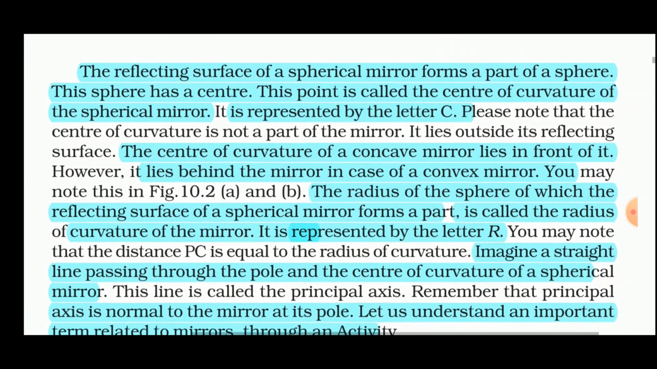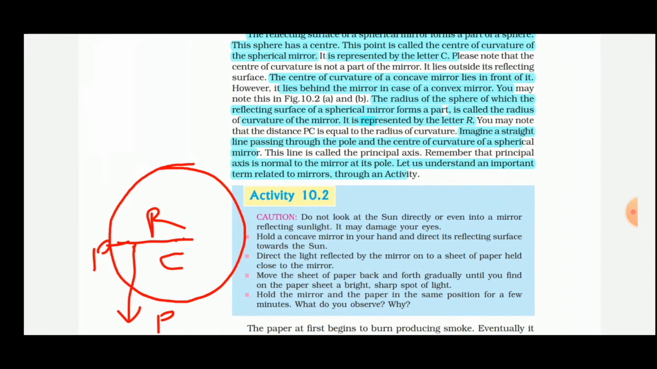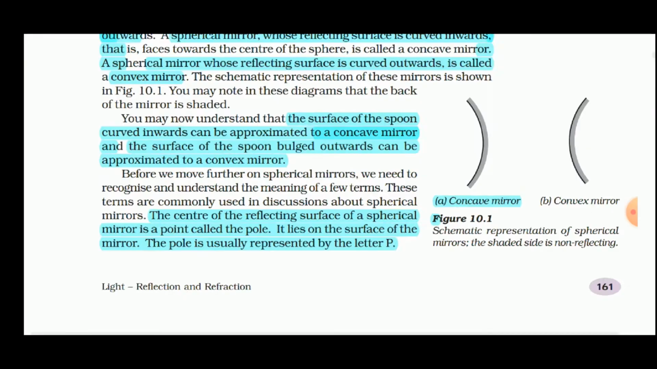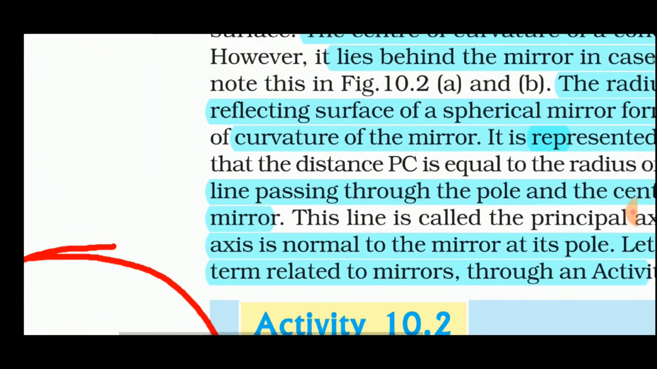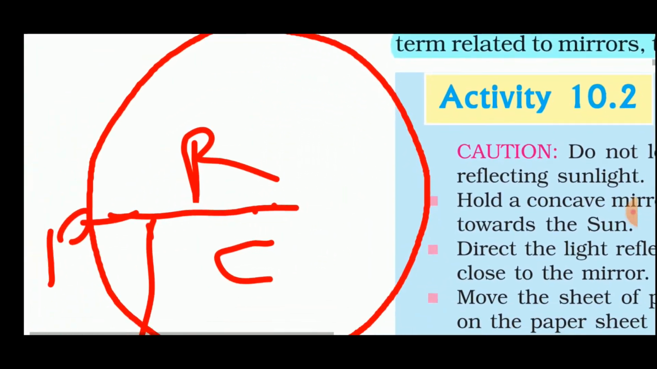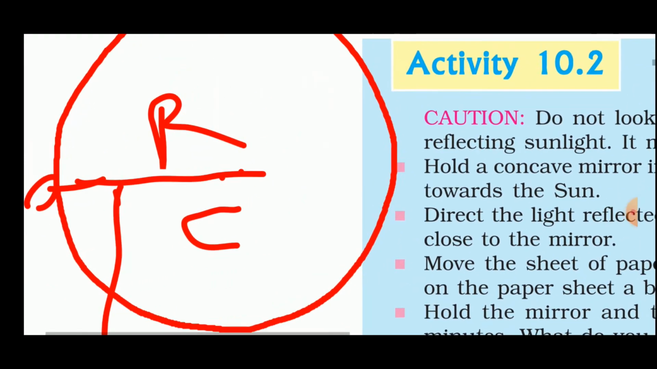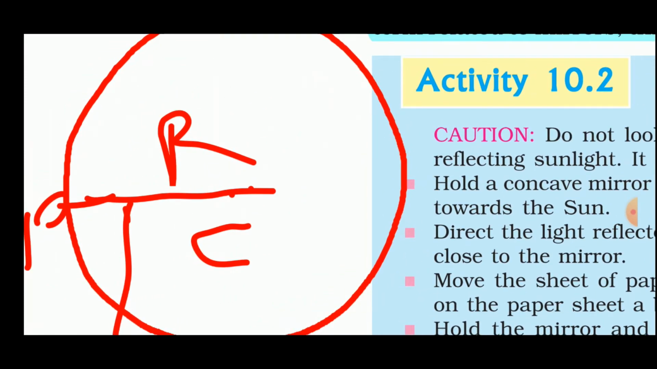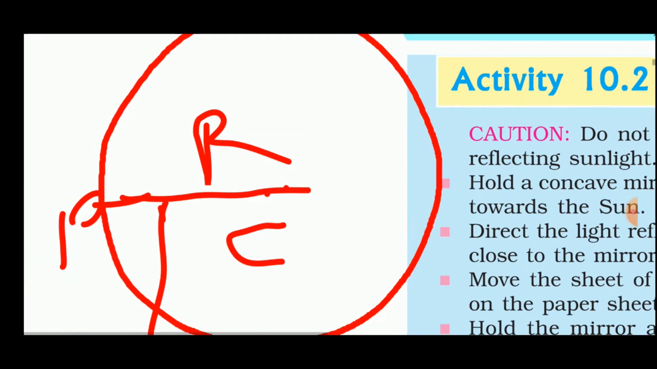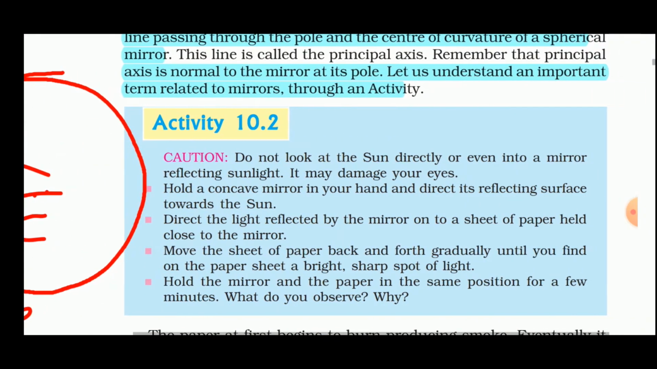Here in the figure, the sphere will be like this. This sphere is cut into this part. When it is cut here, the center of the sphere is called the center of curvature. For the concave mirror, the center of curvature will lie in front of the mirror, and for the convex mirror, the center of curvature will lie behind the mirror.